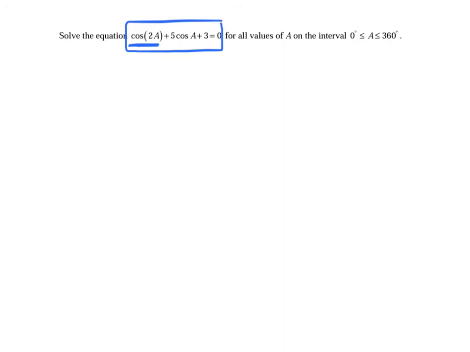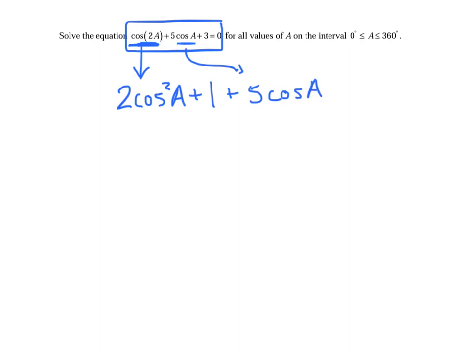What makes this one a little more challenging is when you go to your reference sheet, there's 3 different options for cosine a double angle. It's not as straightforward as sine. So we're going to pick the one. You'll notice the rest of the equation is in terms of cosine. So I'm going to pick the double angle formula that's also in terms of cosine. So I'm going to use 2 cosine squared, in this case a. I just want to be consistent, use the same variable all the way through, plus 1. And then I'll just rewrite the rest of the equation here, plus 5 cosine of a plus 3 equals 0.